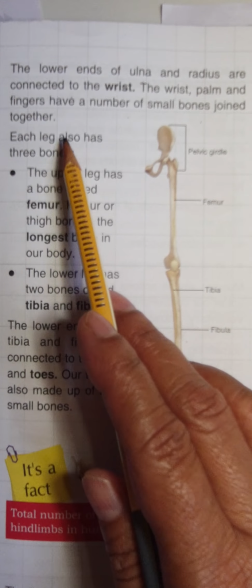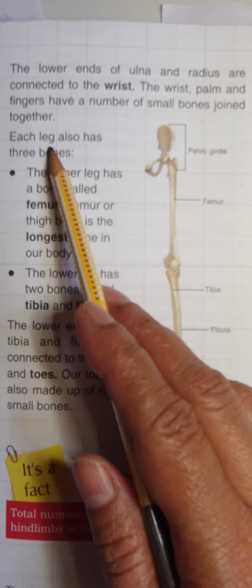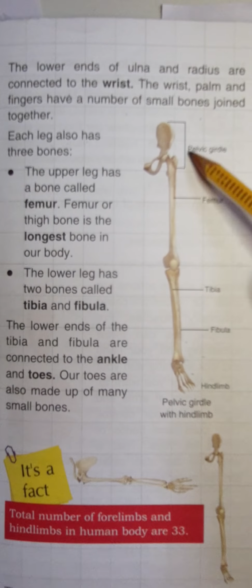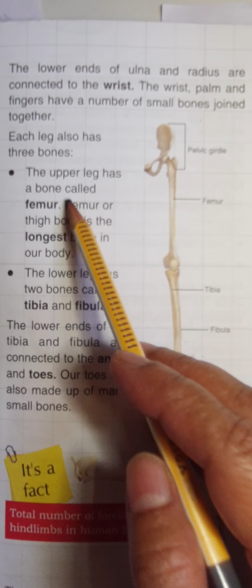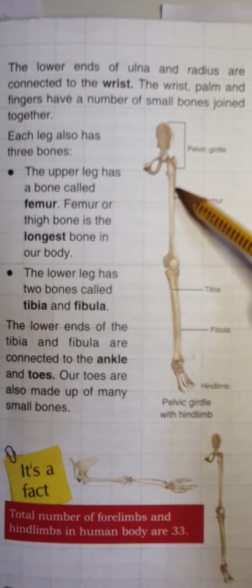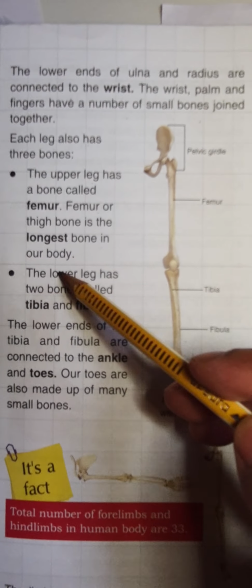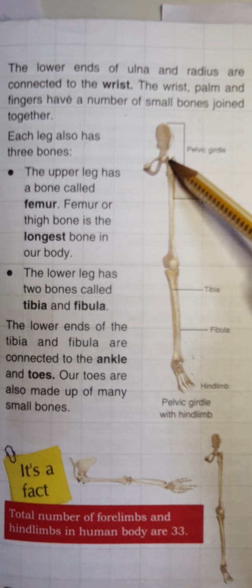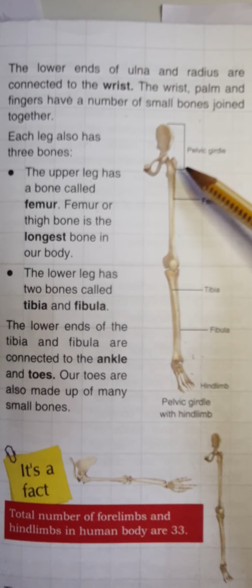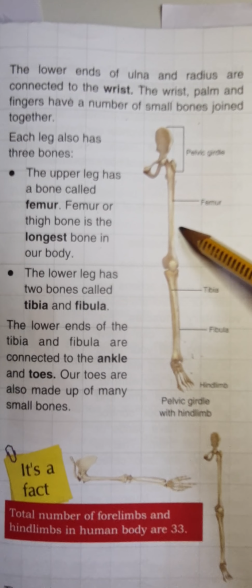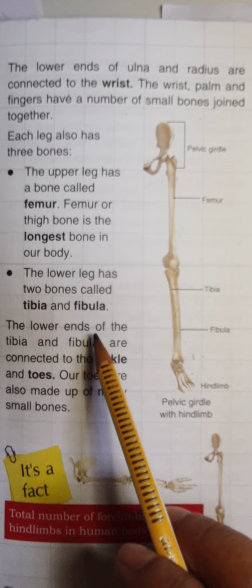Now, this is your hind limbs. Each leg also has three bones. The upper leg has a bone called the femur. This bone, the femur or thigh bone, is the longest bone in your body. From your hip bone till your knee, this is called the femur. The lower leg has two bones called tibia and fibula.